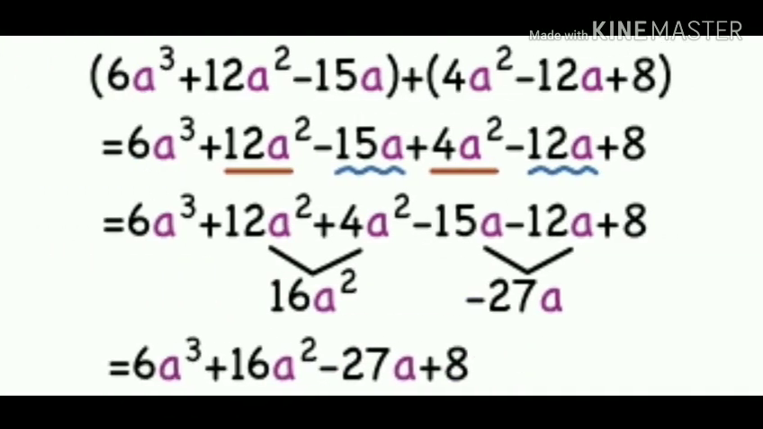This second example is quite similar to the first example. The only difference is that 6a cubed doesn't have a like term on the other side. So you just copy 6a cubed into the final answer, especially as the first term, because it has the highest exponent or degree among all of the terms.